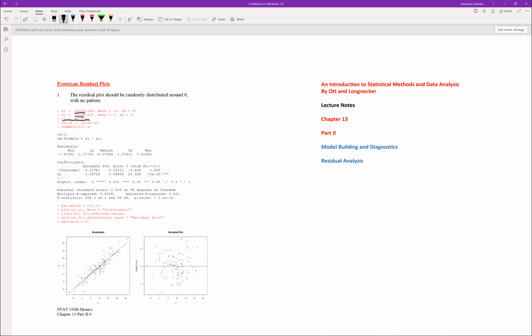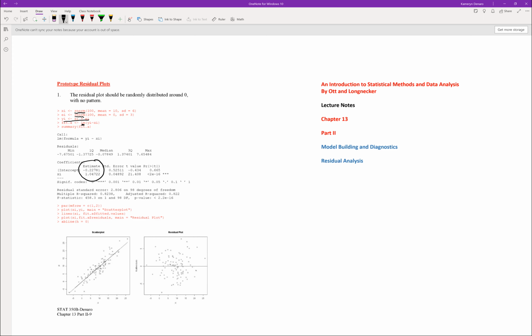In real life, these ei's are unobserved. But in this case, we're simulating this data so that we can see the relationship. We build our fit using the lm function, and then we get a summary of our model. So here I should get a slope of 1. And when I look at the regression line, we see that we get a slope of 1.04.